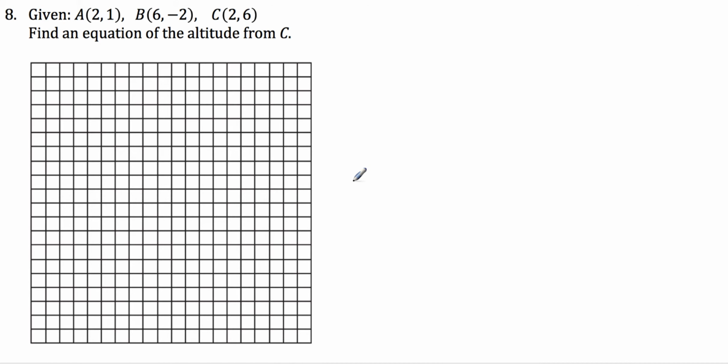Let's look at number 8. Same idea. Altitude, that means we're going to be looking at the slope of the other line segment that's away from C. So then here A is equal to 2, 1, and B is 6, negative 2, and C is 2, 6.